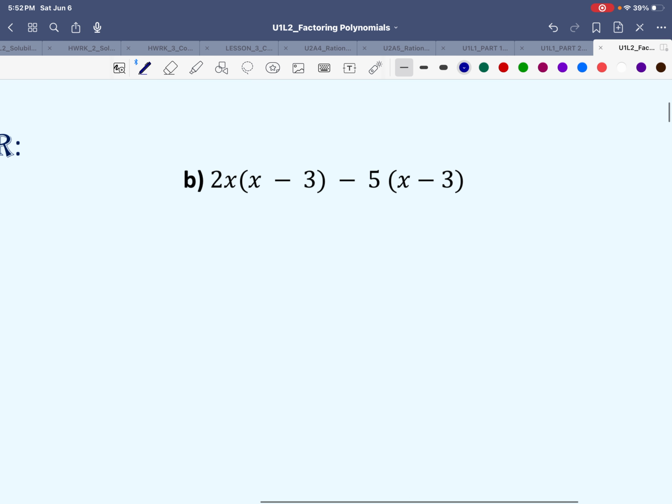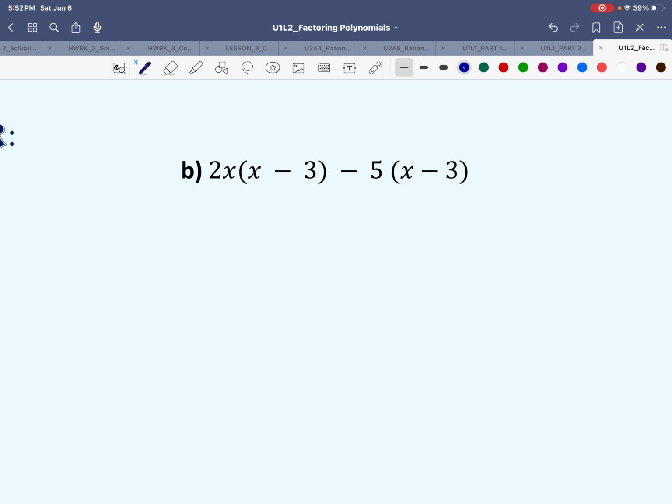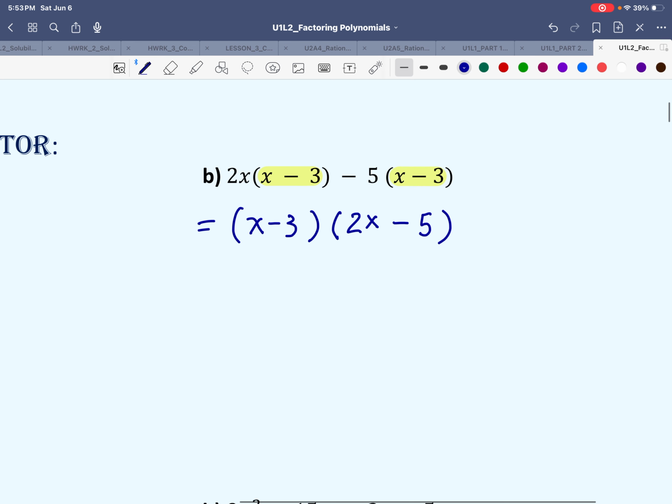Next we have 2x, x minus 3 minus 5, x minus 3. So as you can see again, you can try this on your own, obviously. So x minus 3 is common. And the terms left from the entire expression are the 2x and the minus 5. And that would be the factored form.